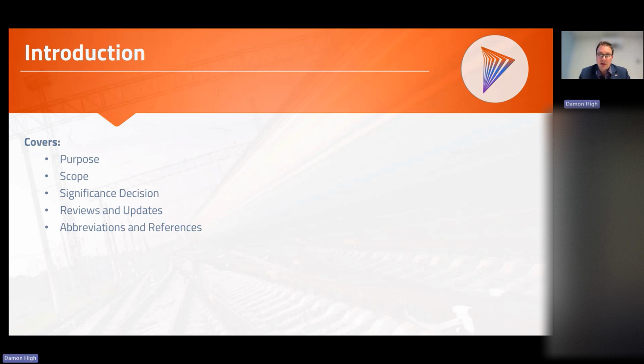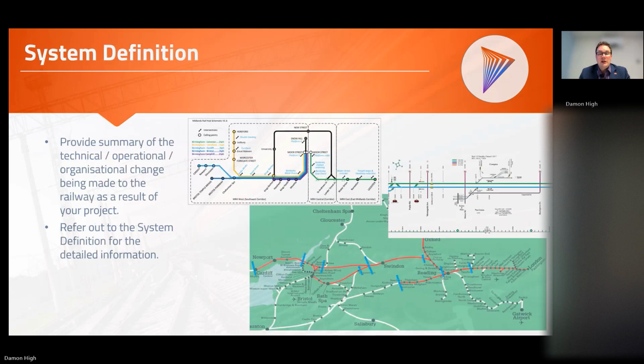Abbreviations and references speak for themselves, really. So in terms of the system definition element of the safety plan, this is really just to give a high level overview of the change that we're making to the railway, whether it's technical, operational, organizational change, or a combination of both. Obviously, what we'd be looking to do, as mentioned earlier, is confirm whether we're looking at the program level or a particular smaller project or intervention level.